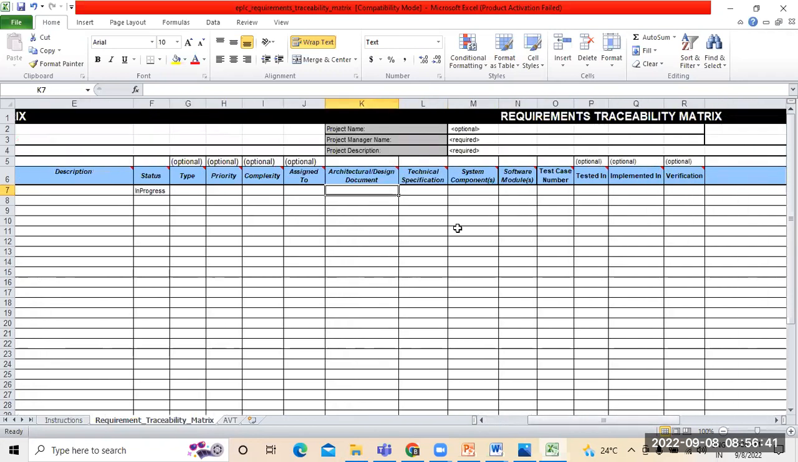What documents will the technical team prepare? Where is this particular requirement within them? Next, technical specification. In which technical specification was this requirement laid down? Next, are there any software or system components being used? Any hardware or software components? For example, for billing, yes, you require hardware components like barcode readers and scanners.